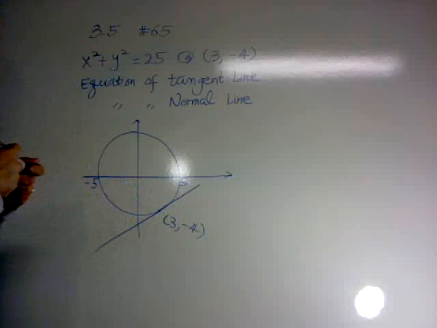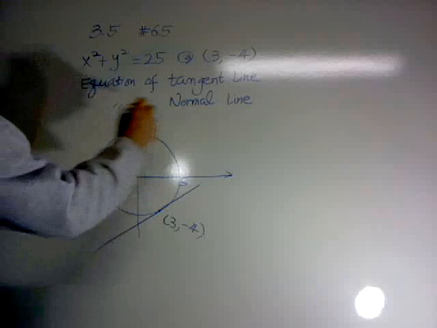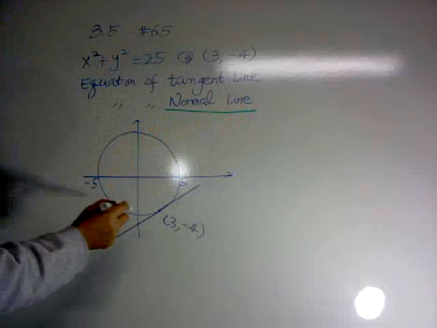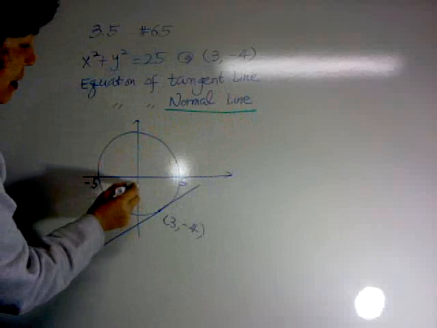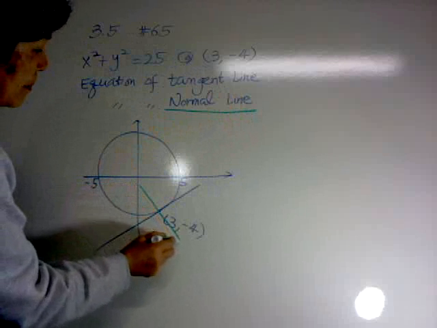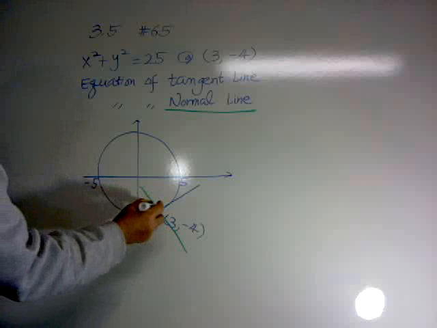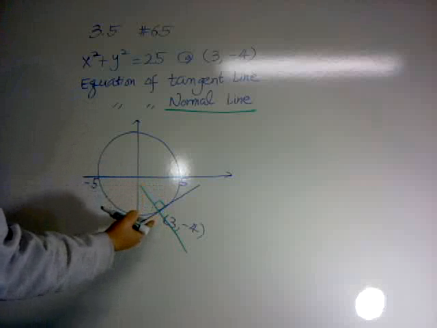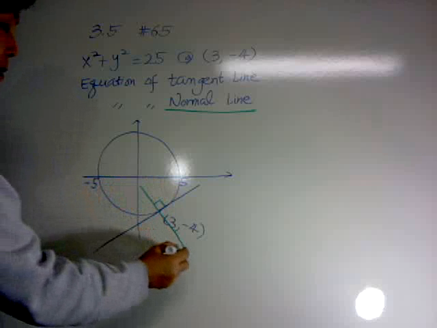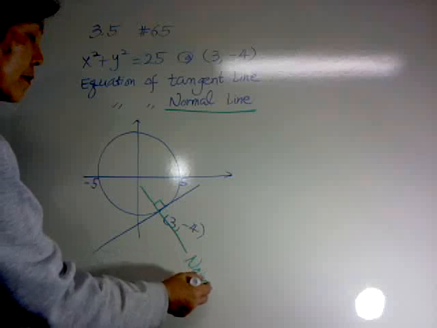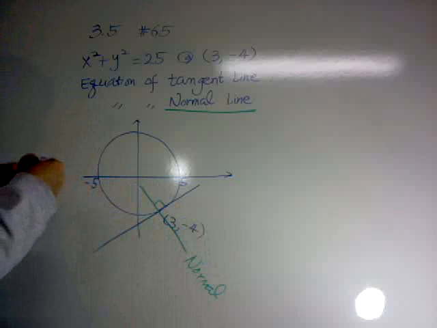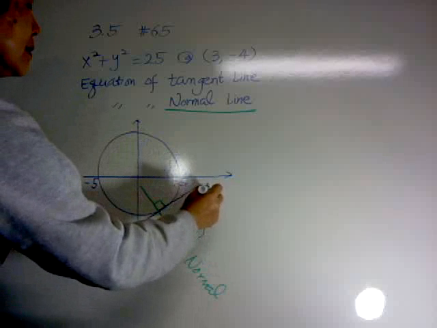negative slope. And then there is a new term that I did not introduce in class because I didn't have enough time. That is the normal line. The normal line is a line that passes through the same point of tangency right here, (3, -4), but it is perpendicular to the tangent line. Get it? So this is the normal line, and this blue one is the tangent line.